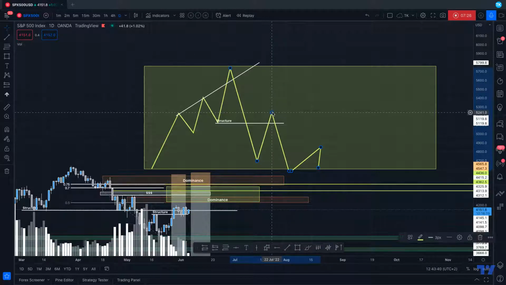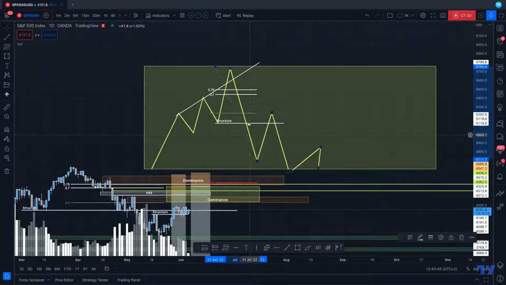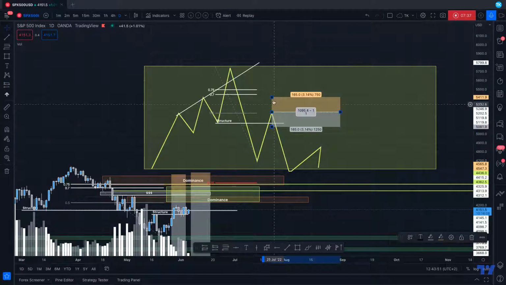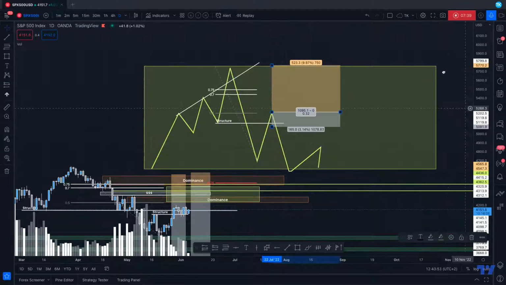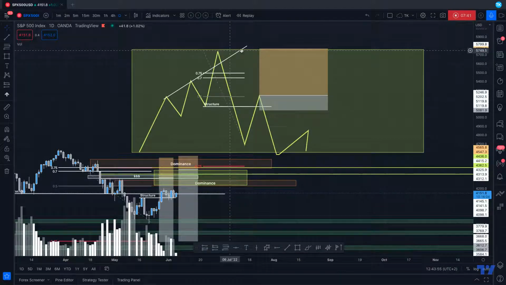Retest the structure, retest the 50% Fibo of the last range, and you can enter here with this trigger, with the stop loss a few pips above the high. With this trigger, you can increase your win rate and your risk reward as well.